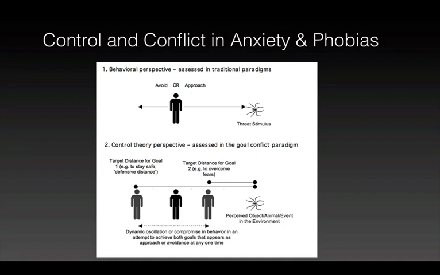And the person is in conflict, which means that on the one hand they want to overcome their fears, which entails getting closer, but on the other hand they want to stay a defensive distance away, which means getting further. And so there's this oscillation between the two, or a compromise in behaviour that people experience as uncertainty and distress.